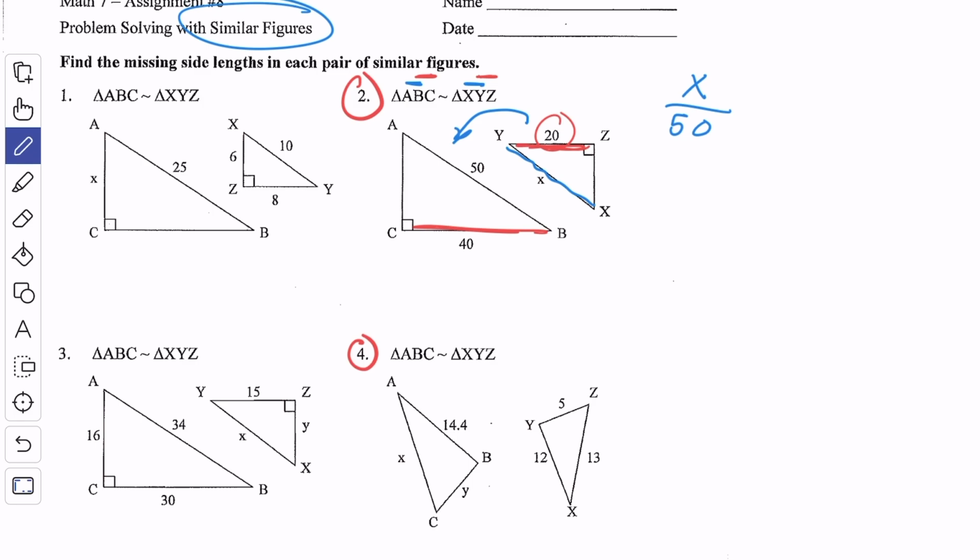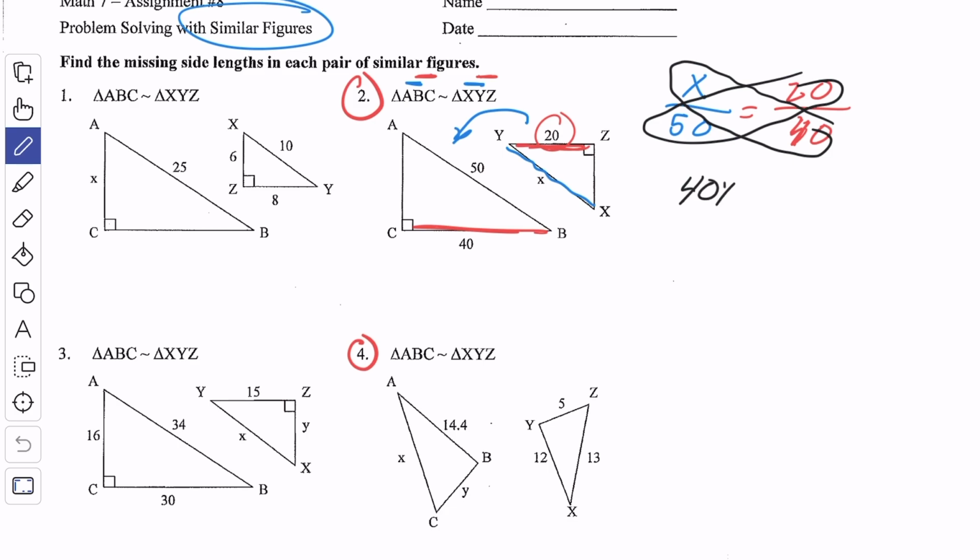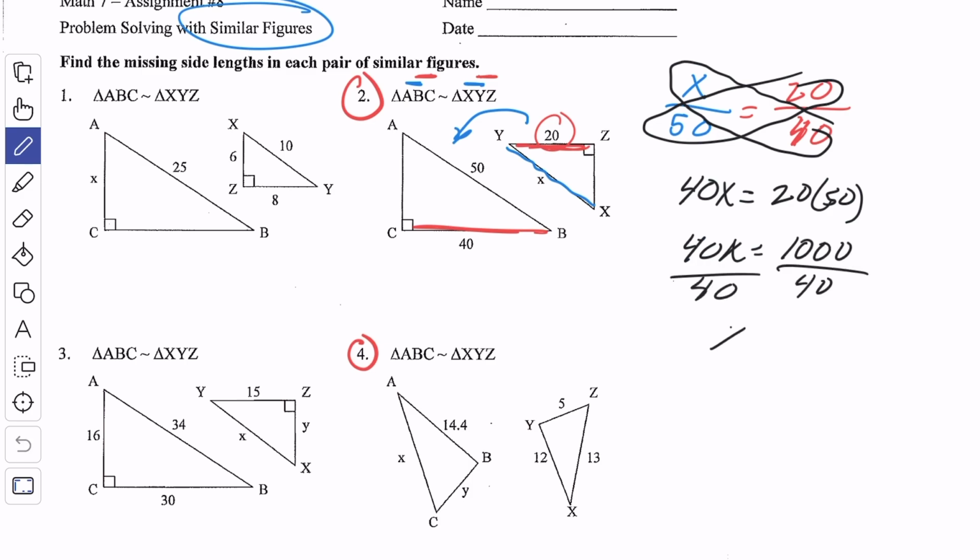So since the triangle, the smaller one, was on top, the smaller one needs to stay on top when I create my second one. There's different ways that you can go about doing this, but it's just all about being consistent. And once we have two ratios that are equal, we then cross multiply to solve. So we have 40x is equal to 20 times 50. So 40x is then equal to 1,000. Divide each side by 40. And x is then equal to 25.